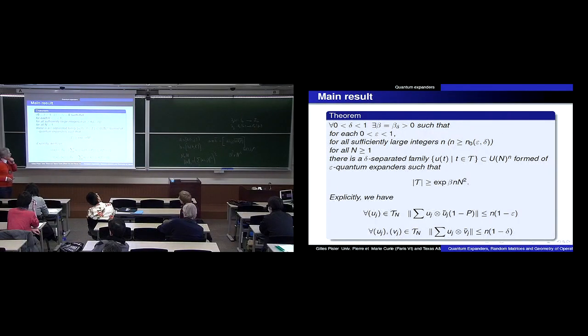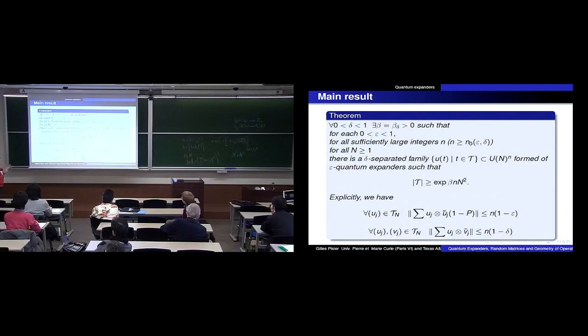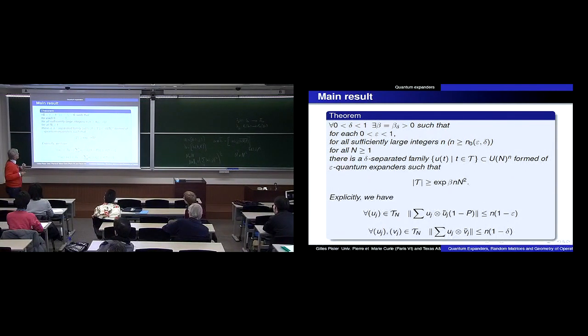Okay, so the main result that I have on quantum expanders actually is this, and it says two things. Roughly, it says that there are many quantum expanders of arbitrary spectral gap, and this is not so surprising because random methods from Hastings' work, that I will mention in a moment, actually show this.